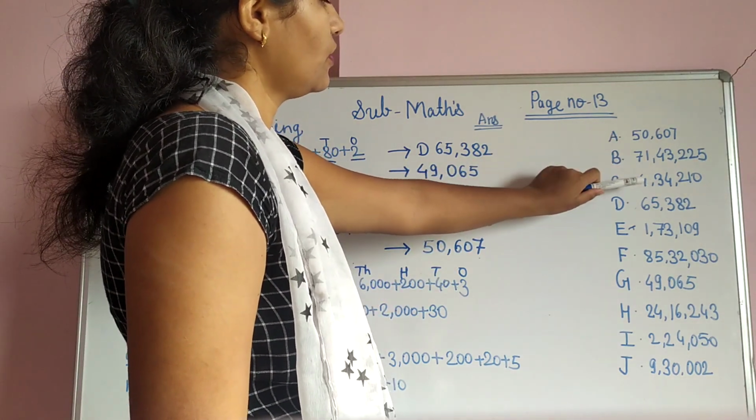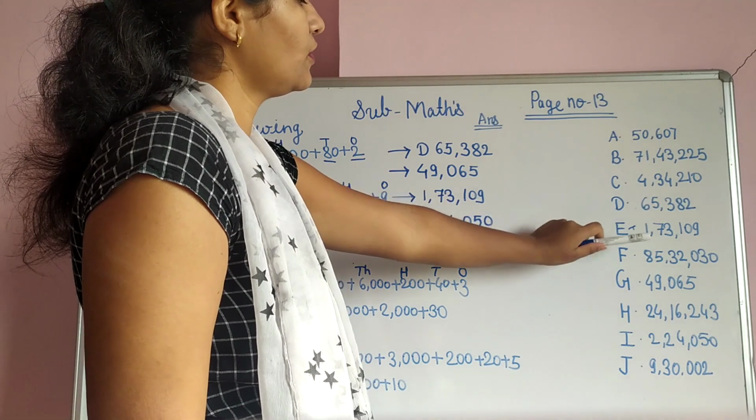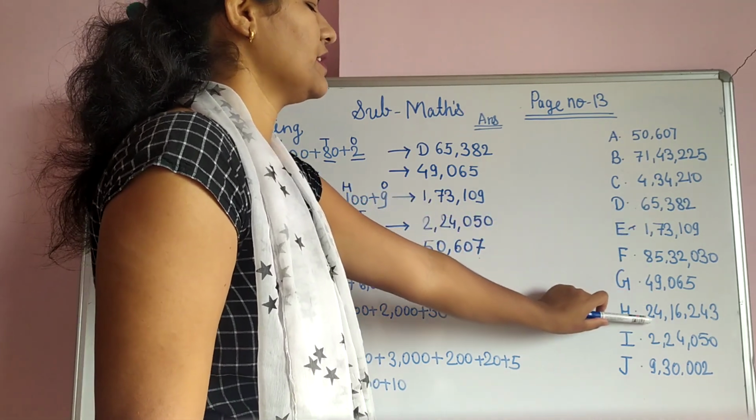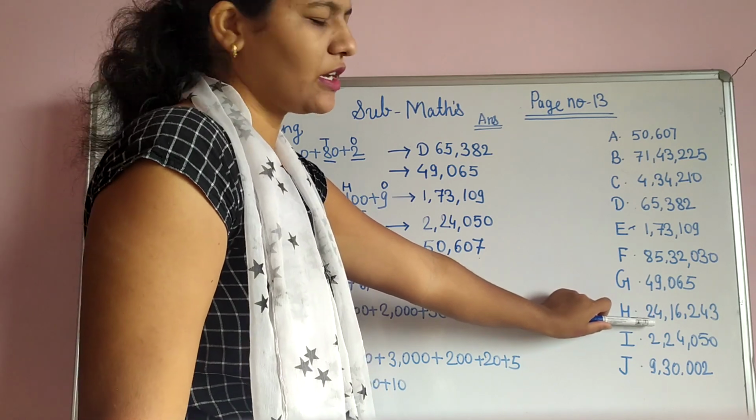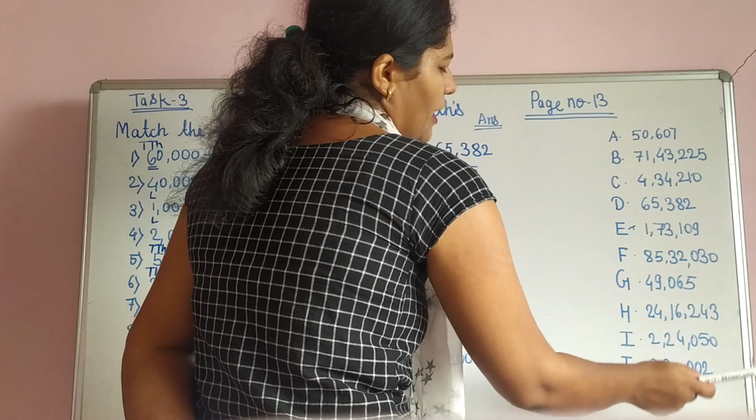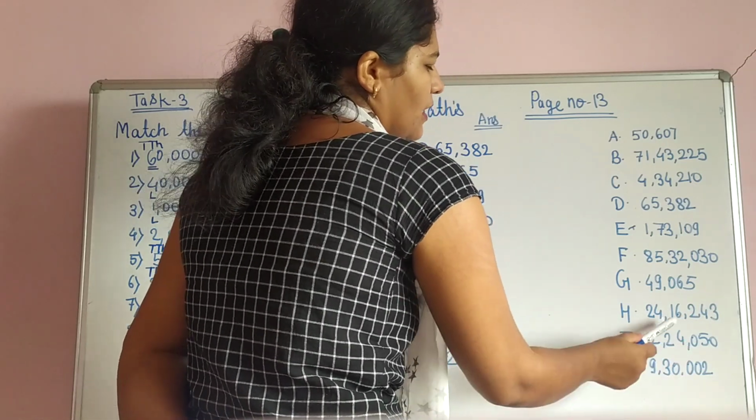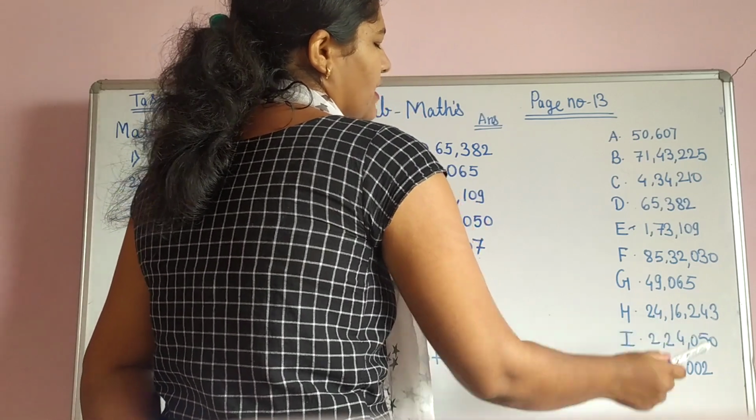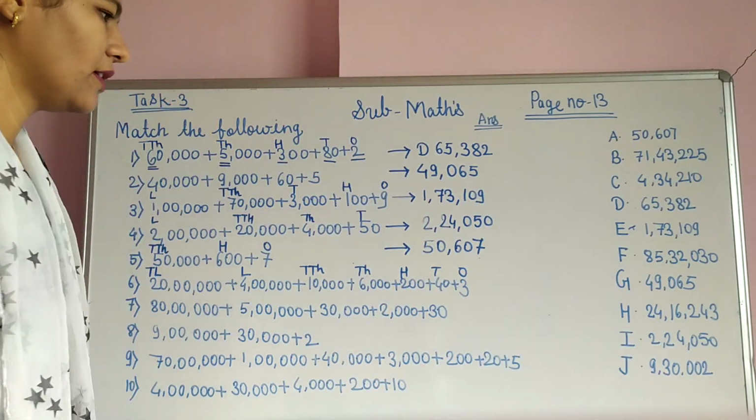No. Here also no. Here also no. Yes, it is a 2 that is there, but we will check it is on which place. So this is a ones place, tens place, 100 place, 1,000 place, 10,000 place, lakh place and 10 lakh place. Yes, here 2 is on a 10 lakh place.